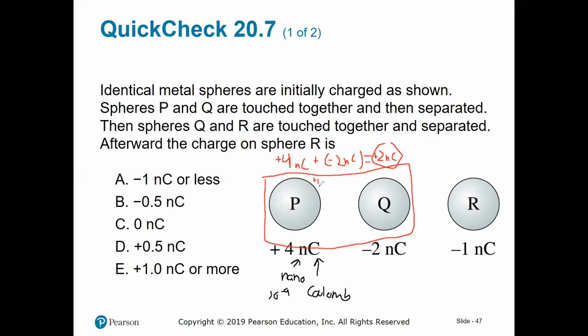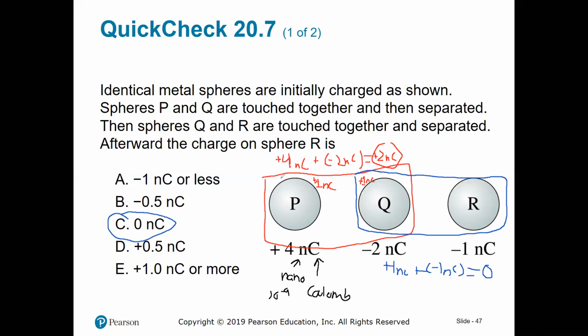So after that first touching, we're going to have plus 1 over here and plus 1 at Q. After P and Q are touched, that's how the situation is going to look. Then Q and R are going to be touched together. Q is no longer negative 2. Q is now positive 1. And R is negative 1. So watch, if we do plus 1 plus negative 1, we get 0. So that means that both Q and R are going to end up being neutral, while P will remain positively charged after this.